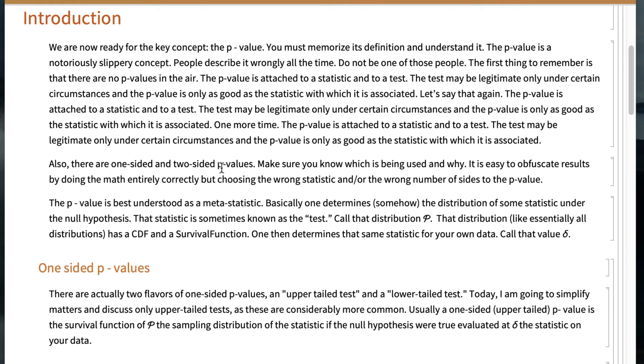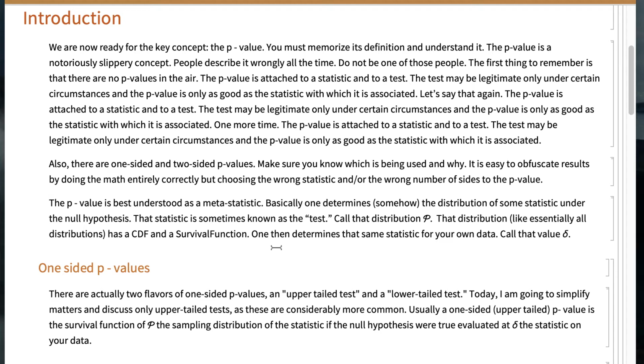You should make sure you understand there are one-sided p-values and two-sided p-values. It makes a difference which you are using, and there are circumstances in which use of a one-sided p-value really doesn't make much sense. There are circumstances in which use of a two-sided p-value doesn't make much sense, and there are cases in which you might want to use either. So you need to understand why the person has chosen to use a one-sided or two-sided p-value.